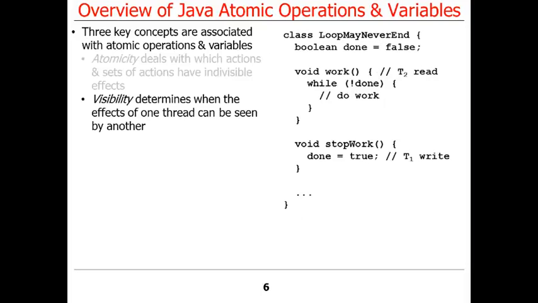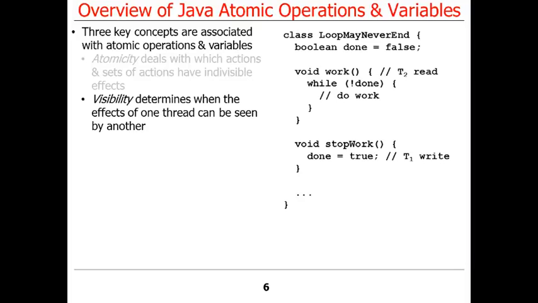The second issue here is called visibility, which determines whether, or when, the effects of one thread can be seen by another. By default, if you don't use anything to ensure visibility, then stuff won't end up being propagated in a timely way, in a correct way, to other threads. So let's take a look at a simple example.